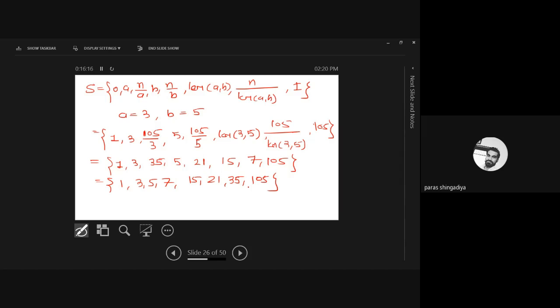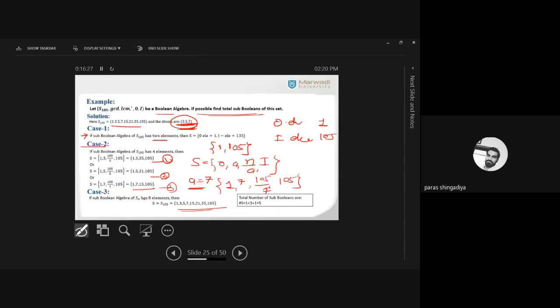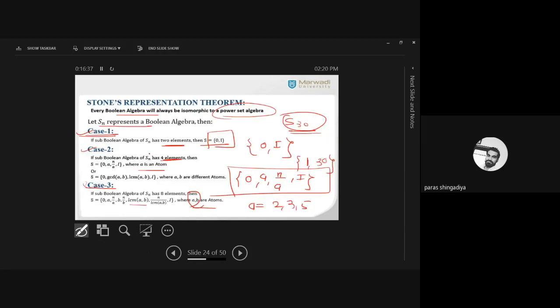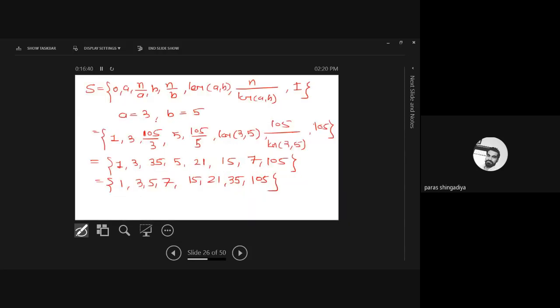So the set itself is the answer. Okay. All the values of 105 are involved in it. So the set itself is one of the sub-Boolean algebras of 105. Okay. So this way we can check the answer of case number 3. Okay. So here we get 1, 3, 5, 7, 15, 21, 35 and 105. Okay. So how many pairs will you get? Only one answer. Okay. If we change the atoms here, for example, if we consider here 5 and 7, so we'll get the same answer at last. Okay. You will get the same answer. There is no change.